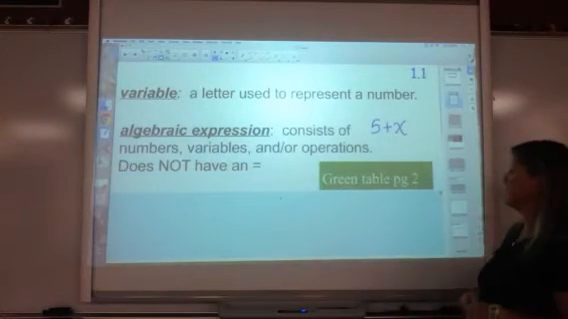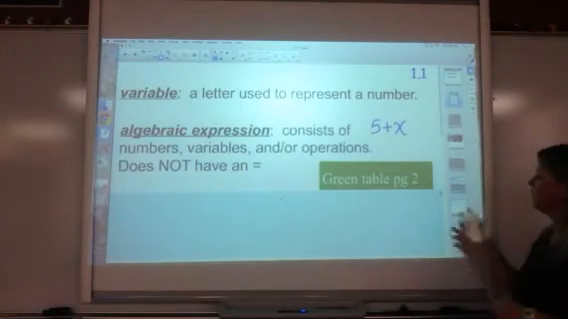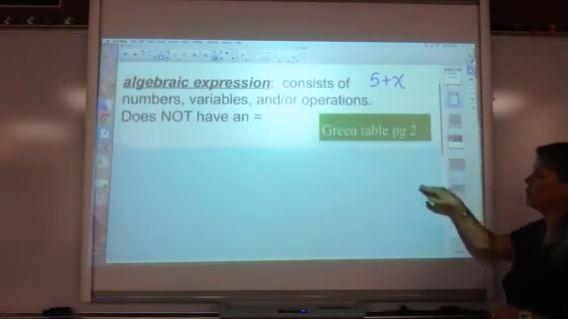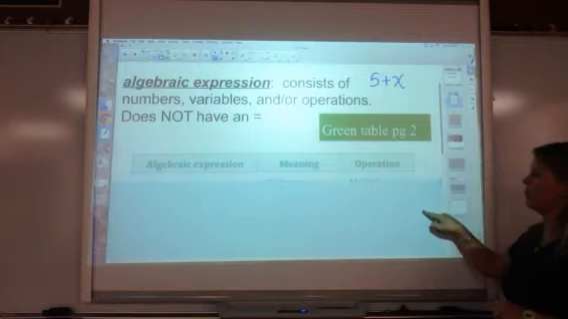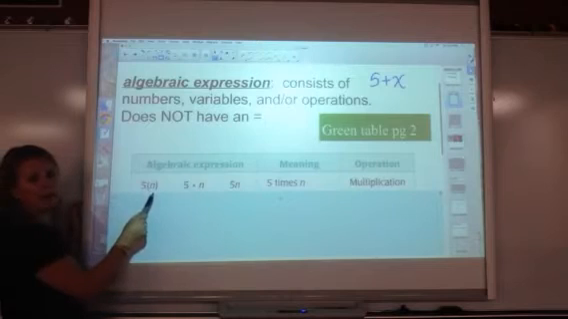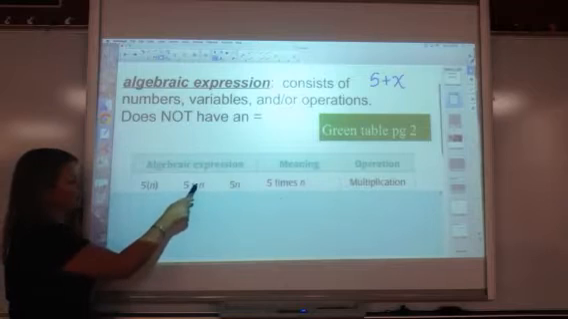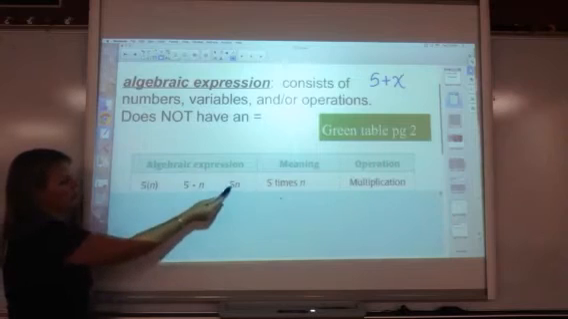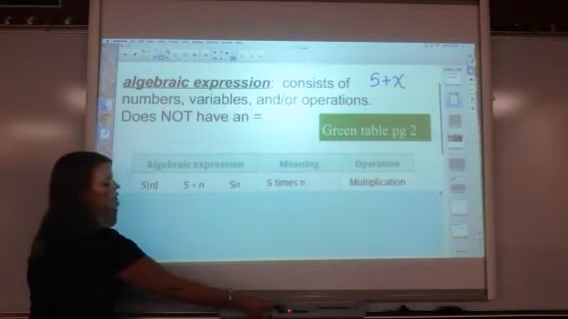There is a green table on page 2 of your book. You've already learned how to use your online book. You can go to that green table and look at it to write this down, or you can just look at it on here. Over here, as you see, it says 5 parentheses n, 5 dot n. Notice we don't use a times sign like an x because then it looks like a variable. It looks like the x you have up there. So we use dots for multiplication, or 5n. All three of those mean 5 times n, which is multiplication.